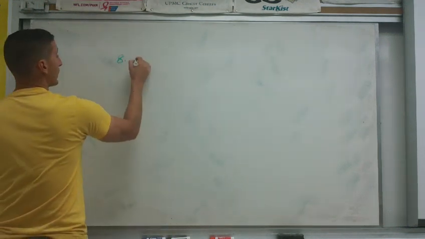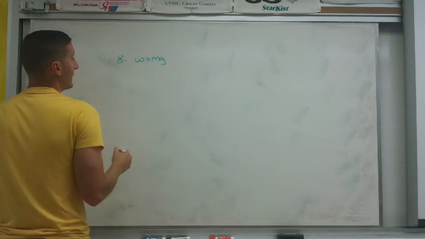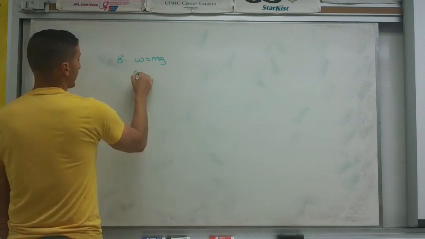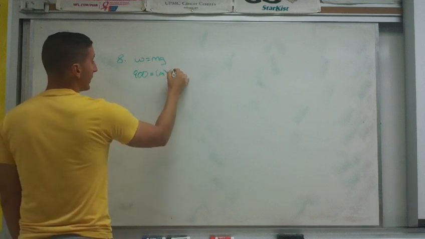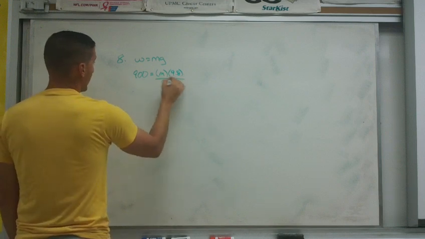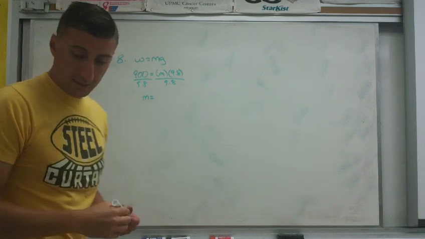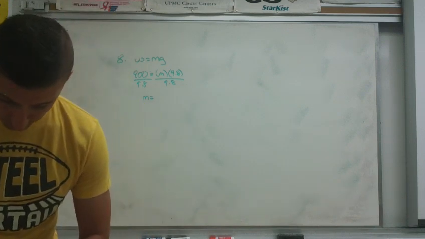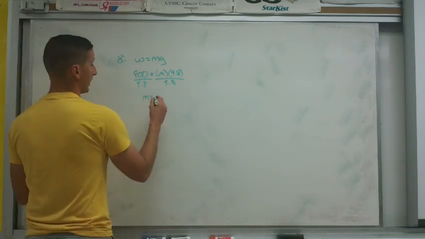So when we look at our basic equation here, weight equals mg. The weight is 900. His mass is what we need to know, and on Earth the acceleration is 9.8 meters per second squared. So I divide 900 by 9.8, I get his mass. I get 91.8 kilograms.